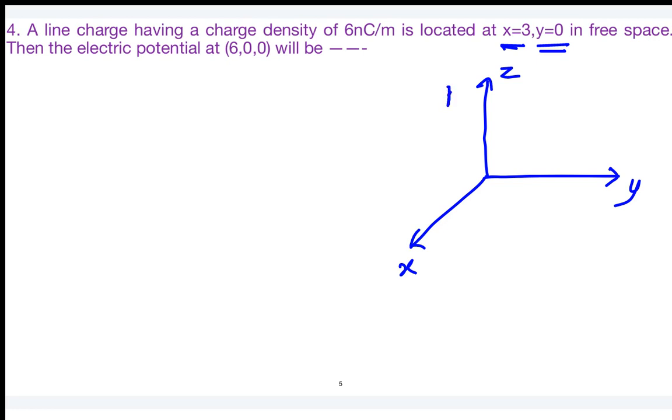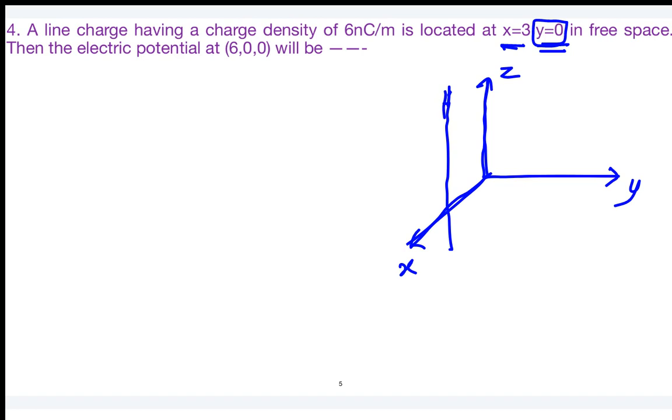The line charge will be definitely parallel to the z axis, and at the same time it lies in the y equal to 0 plane. So y is equal to 0 plane means it's an xz plane. You can see here, this is xz plane. So line charge has to be placed in xz plane and should be parallel to z axis. So that's what I have represented here.